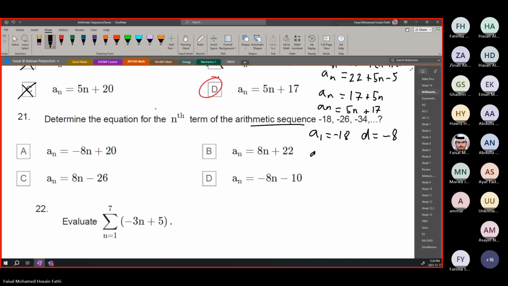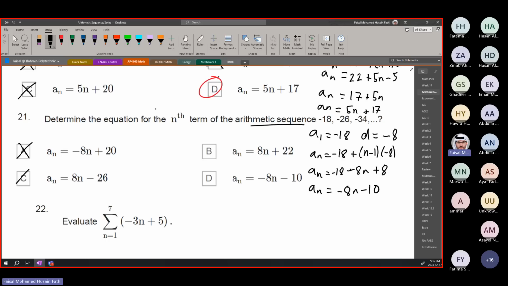AN is equal to minus 18 plus N minus 1 times minus 8. Minus 18 minus 8N plus 8. AN is equal to minus 8N minus 10. All right. Minus 8N plus 20, nope. Nope. Nope. There we go. This is our answer, D.